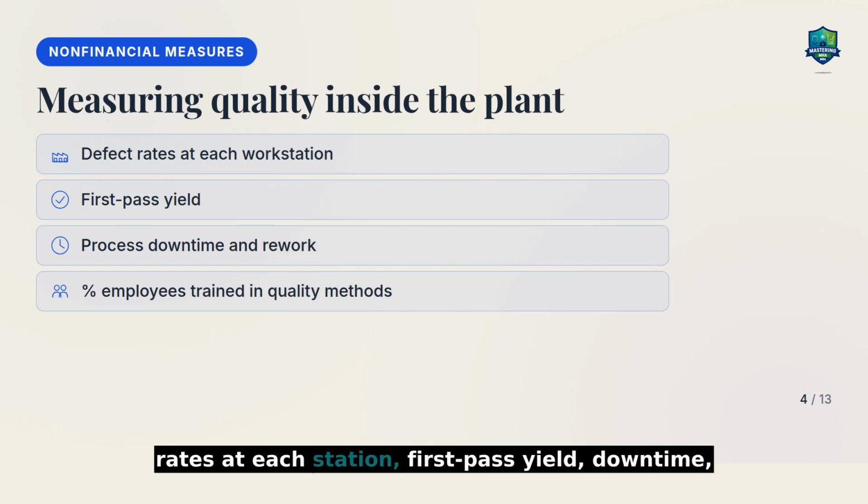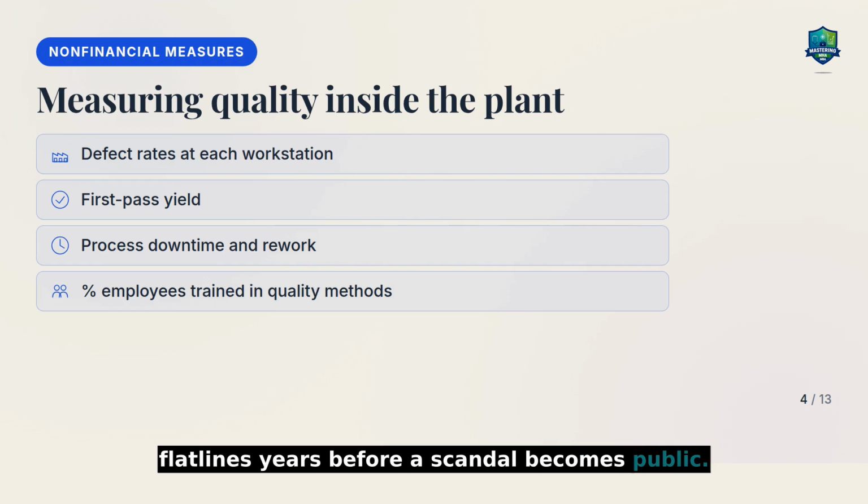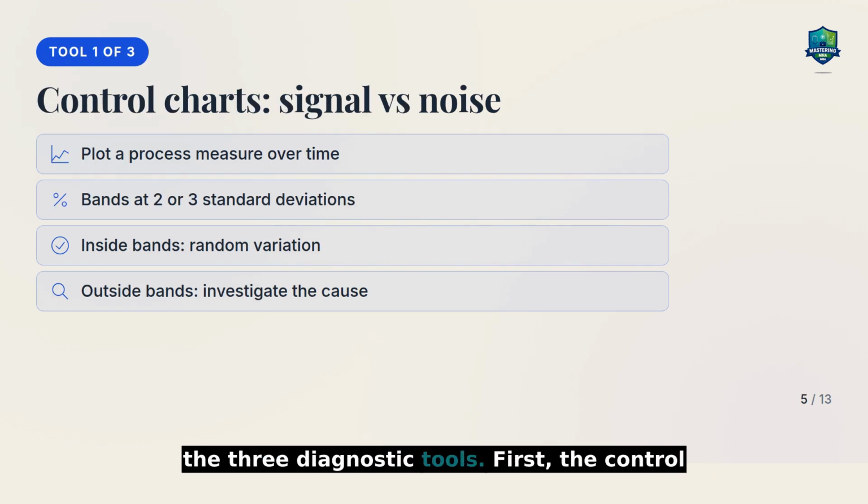Defect rates at each station, first pass yield, downtime, rework hours, and the share of employees actually trained in quality methods. Watch that last one. It is a prevention measure, and it is exactly the kind of number that flatlines years before a scandal becomes public. Now the 3 diagnostic tools.